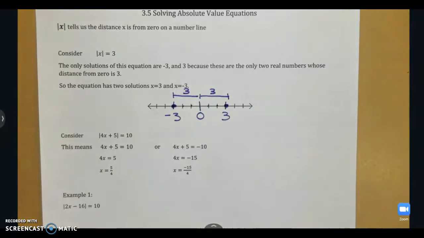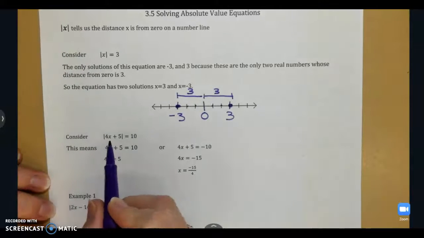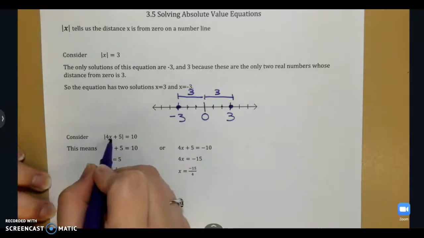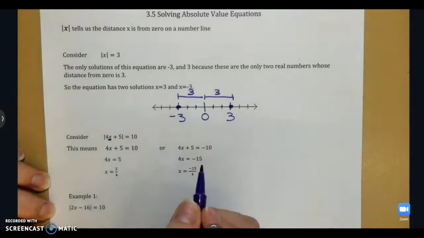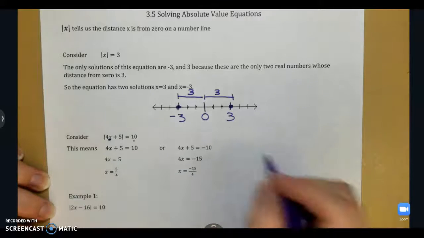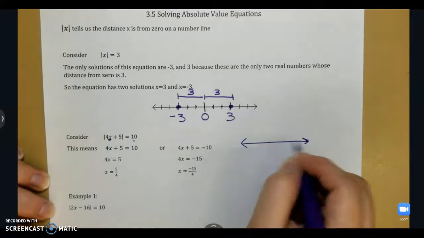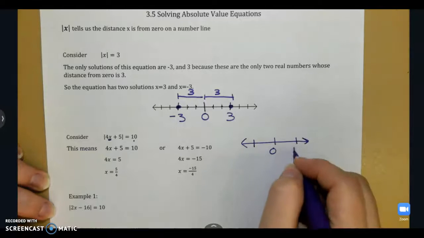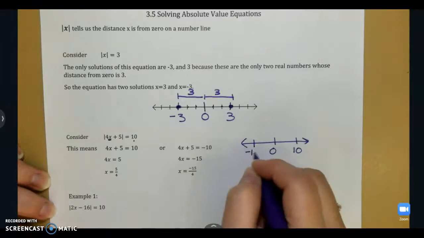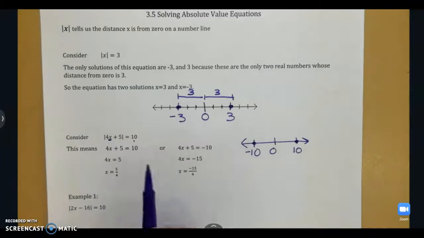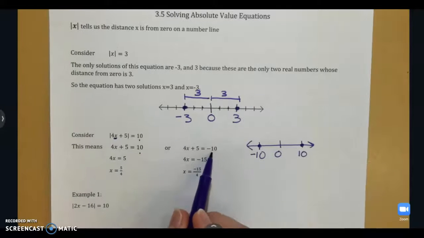Keeping that in mind, if we were then told that the absolute value of 4x plus 5 equals 10, that means I'm looking for numbers that when I plug them in for x, give me a value that's 10 away from 0 on a number line. Now recall, there are 2 numbers that are 10 away from 0 on a number line, and that would be positive 10 and negative 10. So I'm looking for values of x that either give me positive 10 or negative 10.